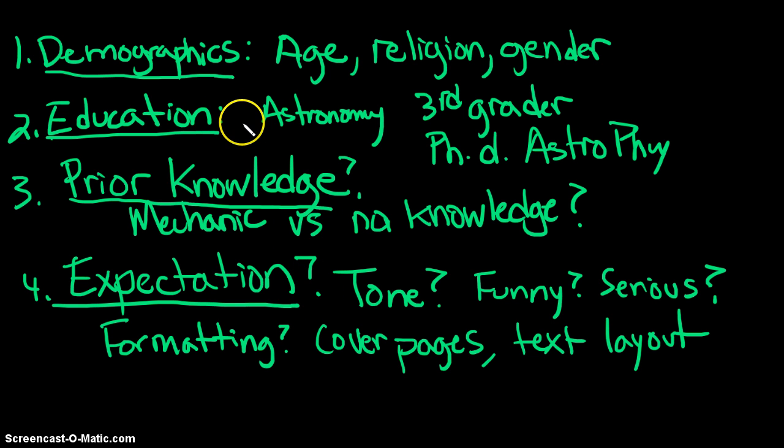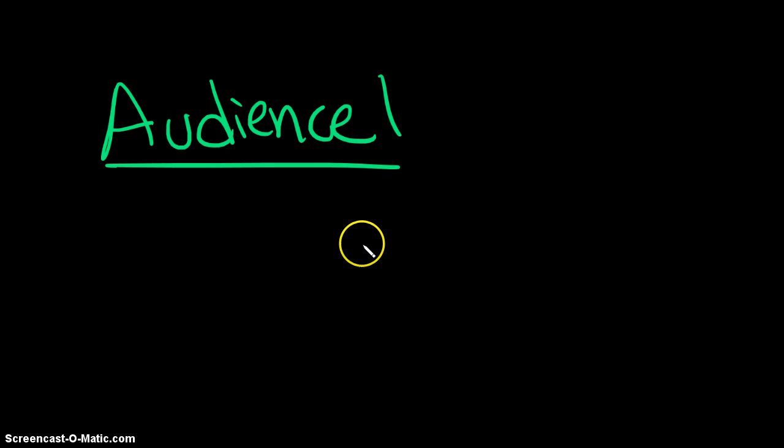If you're doing a presentation for a business or for a job, you might have some pretty detailed expectations based on your clients. And if you don't follow those expectations, regardless of how well organized or well structured your message happens to be, you may be doing yourself a pretty substantial disservice. So always think about demographics, education, prior knowledge, and expectations when thinking about your audience before writing. Audience is king.